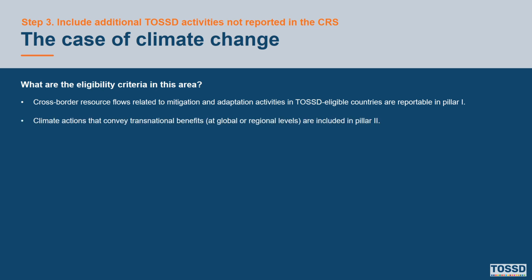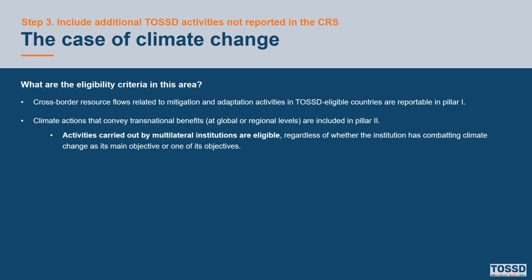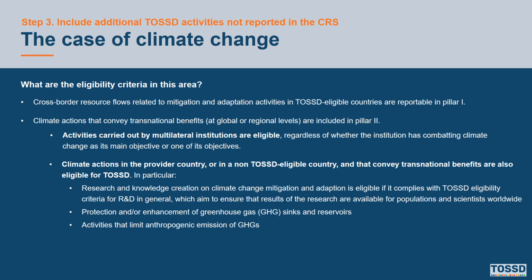Climate actions that convey transnational benefits at global or regional levels are included in Pillar 2. Activities carried out by multilateral institutions are eligible, regardless of whether the institution has combating climate change as its main objective or one of its objectives. Moreover, climate actions in the provider country or in a non-TOSSD eligible country that convey transnational benefits are also eligible in TOSSD.